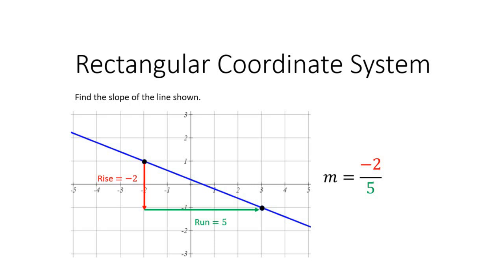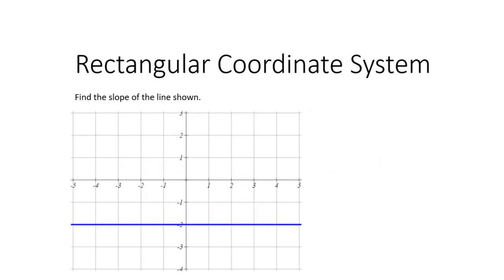All right. Let's take a look at another line. Here we have another line. This type of line is called a horizontal line. Horizontal line. So let's go ahead and try to find the slope. We just need 2 points that are on the line. So here I have 2 points, -2, -2, and 2, -2.